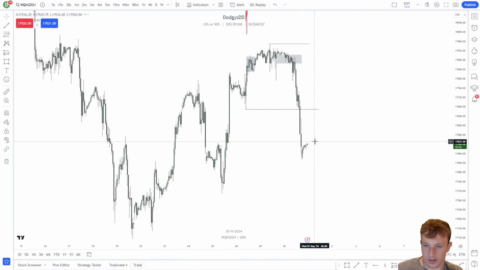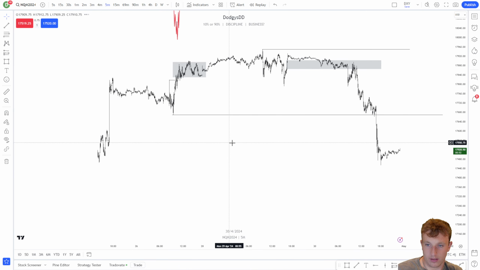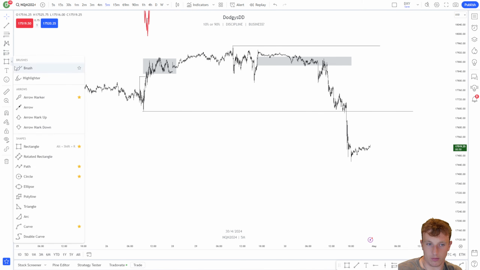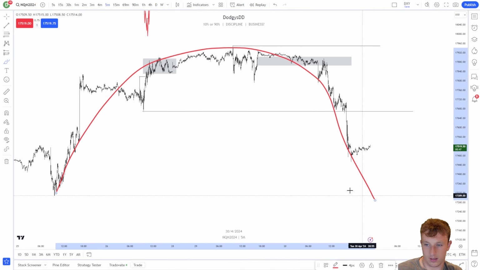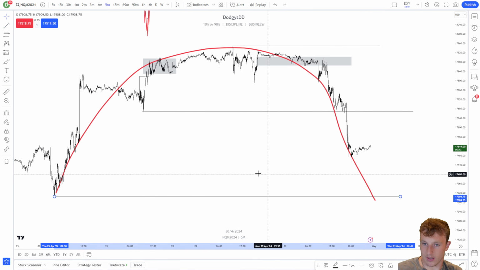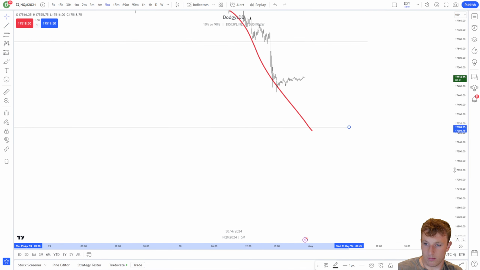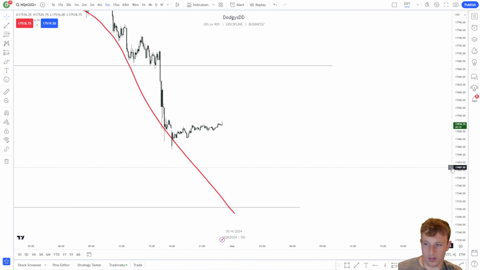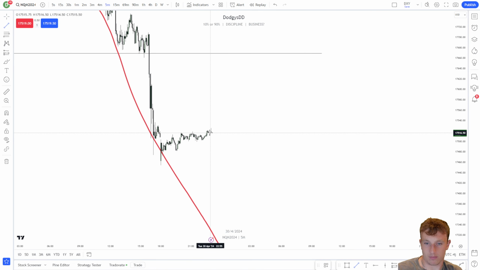Now, you're probably wondering, like, oh, this looks like a nice curve. Maybe we go complete, where would we complete? Down here? And, yeah, honestly, it does look like a nice curve. But would I short this low for one? No. I'd wait for a retracement. Maybe up here. It's not smart to short down here.